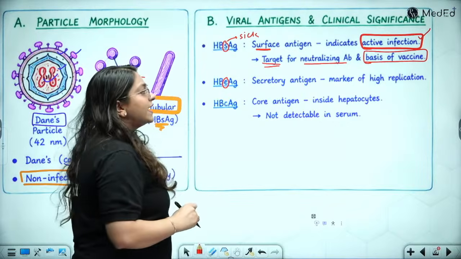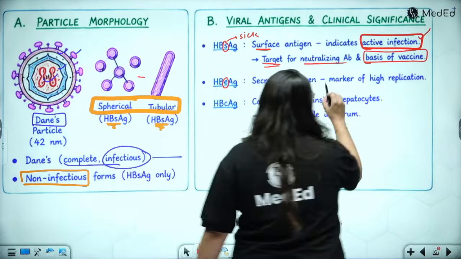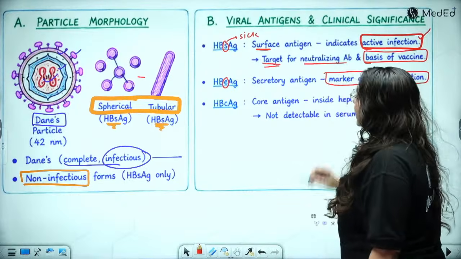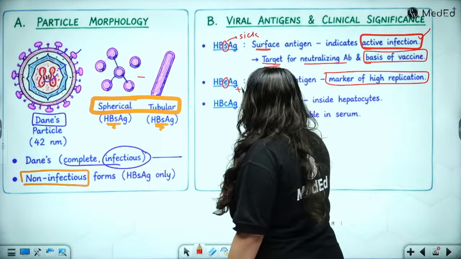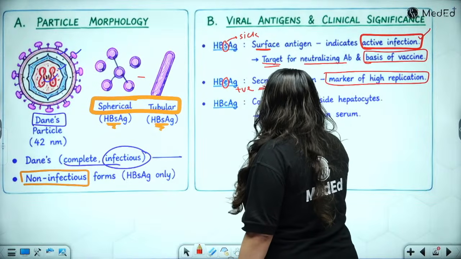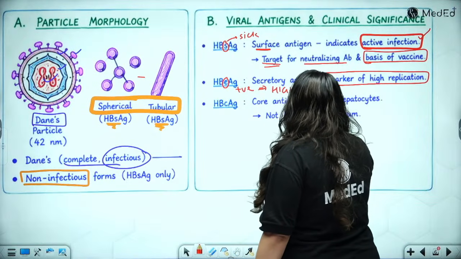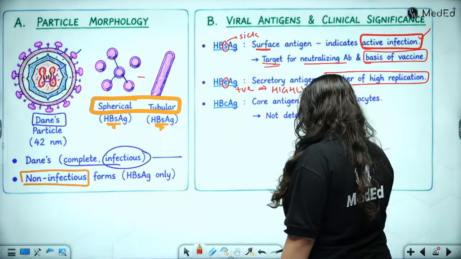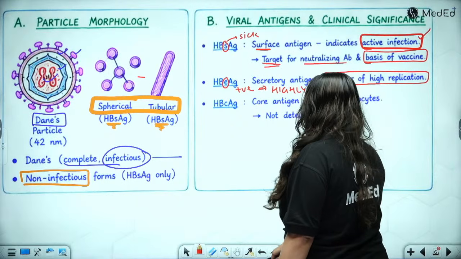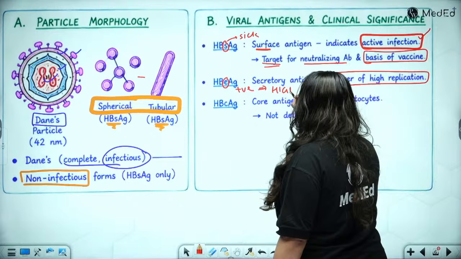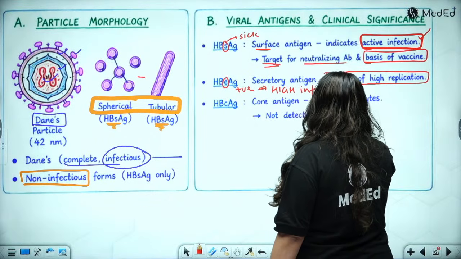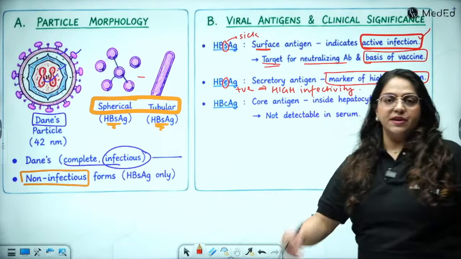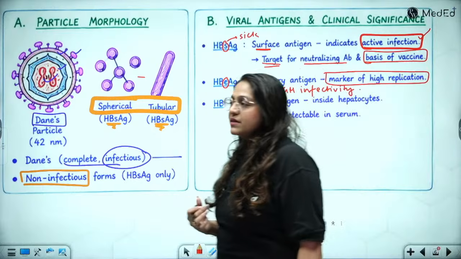Then you have hepatitis E. E is secretory antigen. It is a marker of high replication. What is this telling me? Whenever a patient comes out to be hepatitis E antigen positive, it is telling me that the patient is highly infectious. The patient has high infectivity. High infectivity. All right, that is what it is telling me.